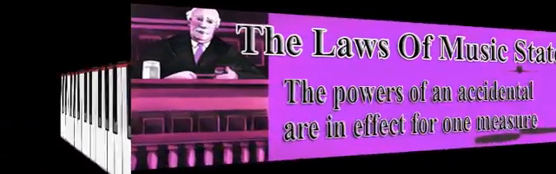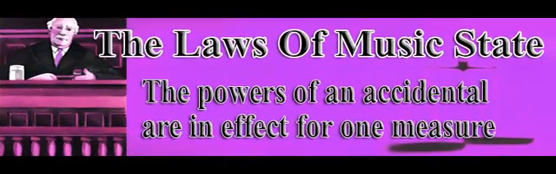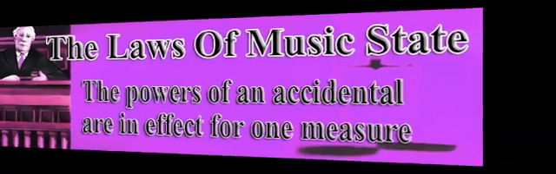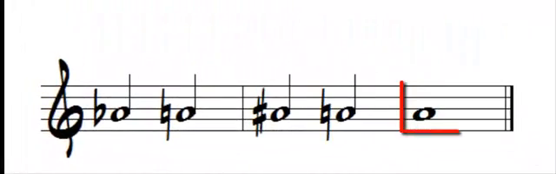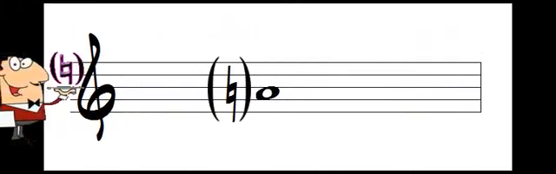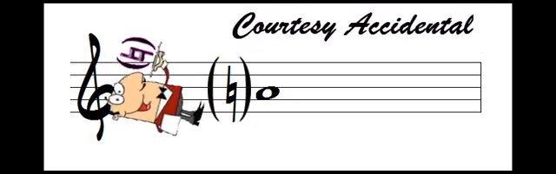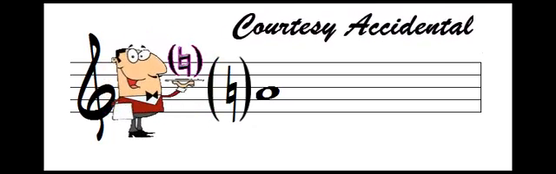That is because the laws of music state that the power of the flat or sharp is only in effect for 1 measure. This measure contains A and only A. There is no reason to put a natural symbol in front of the note unless, as a composer, you wanted to be courteous and remind the performer that he has to play A natural. To do so, you place the accidental in parentheses. Then it is called a courtesy accidental.